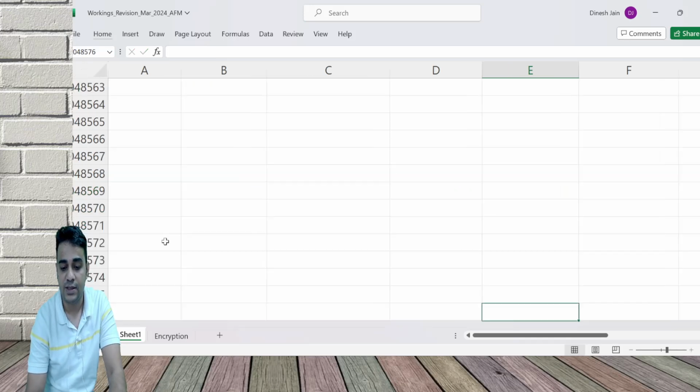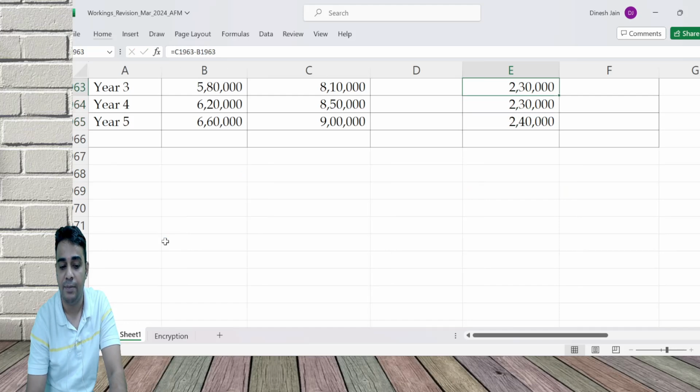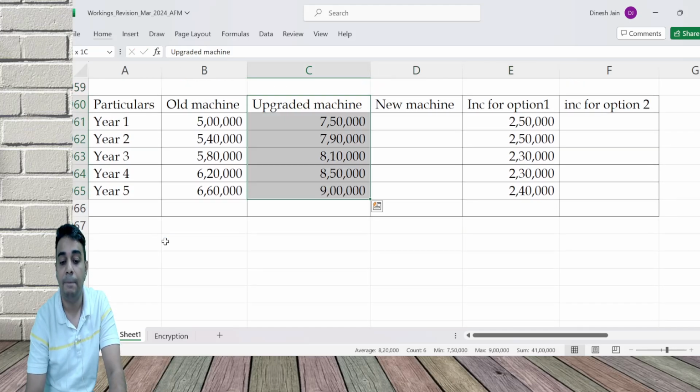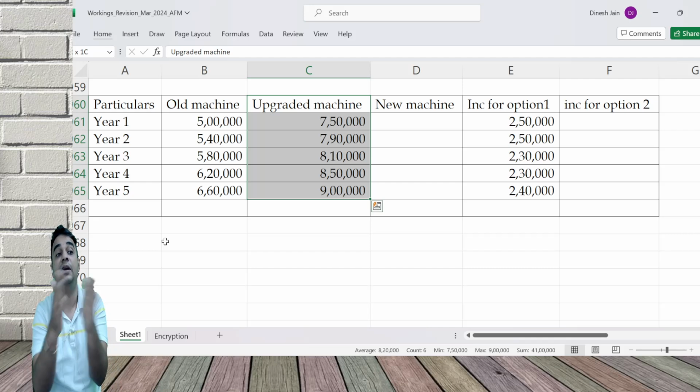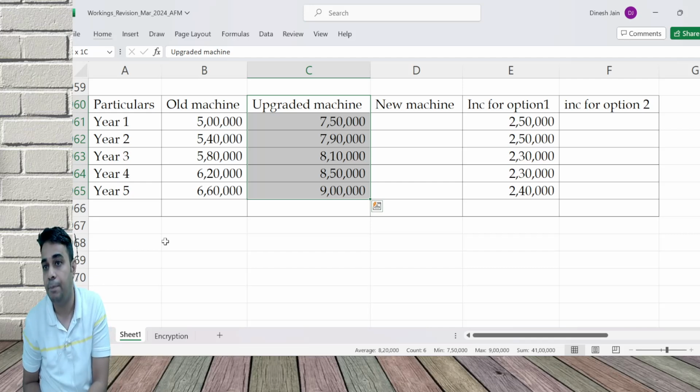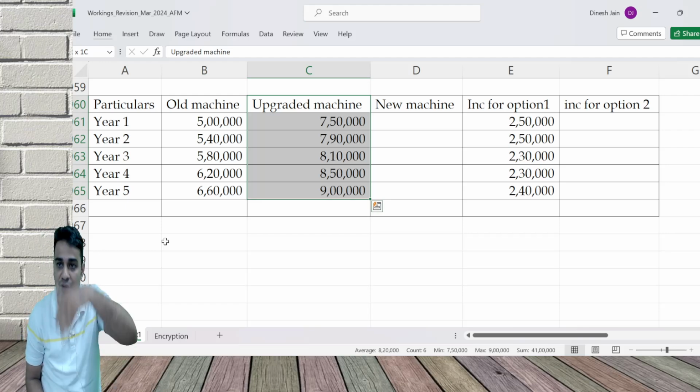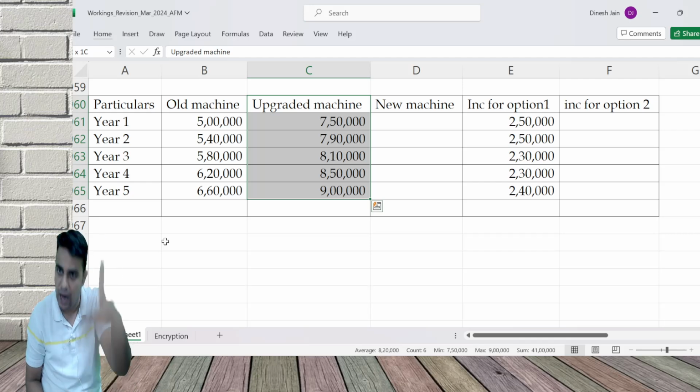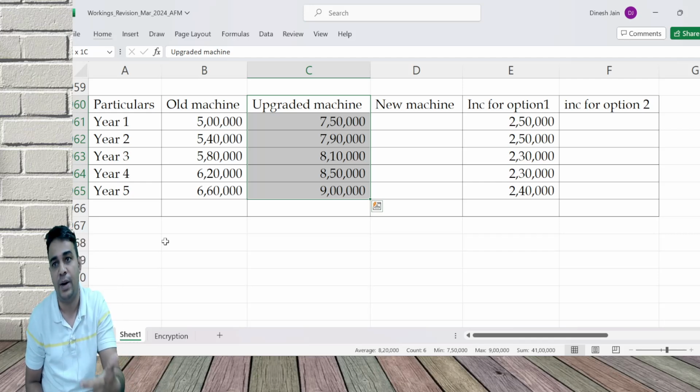And our principle is always incremental. You cannot just say that because of the upgraded machine I'm earning this. No, because of the upgraded machine you earn the difference. So whether you do replacement or you don't do replacement, it's always new minus old only.